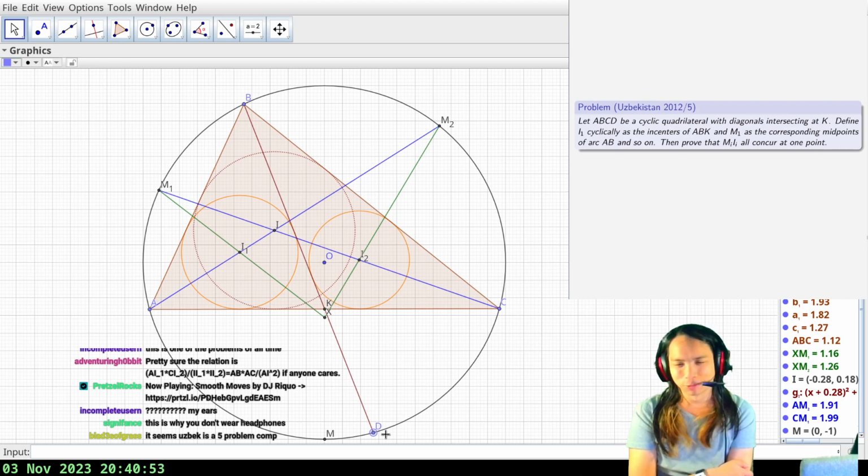Uzbek is a 5-problem comp. Oh no. Okay, that's fine. But knowing it lies on line OK feels like it's worth a lot, because then you only have to look at two of the incircles at once, so it's a triangle geo now instead of a quadrilateral geo. However, holy shit.